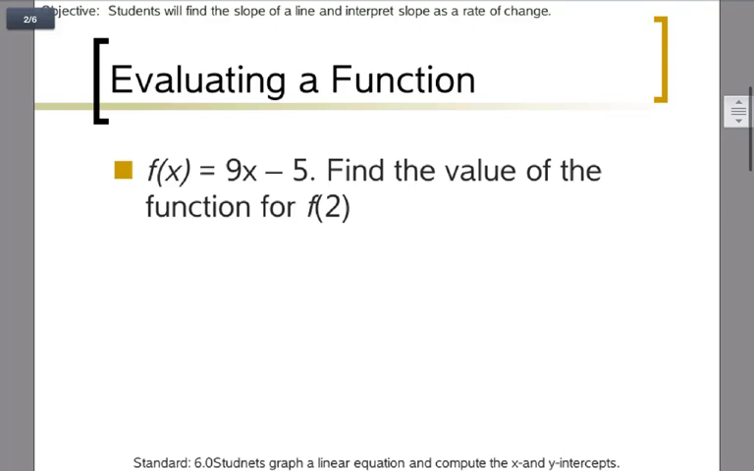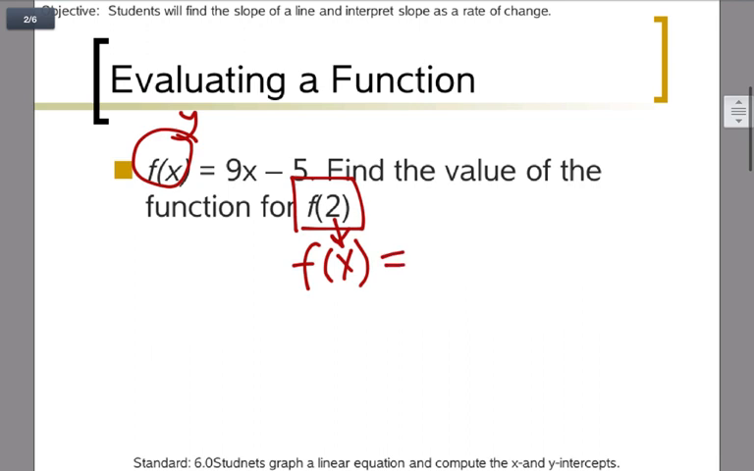Alright, finally we're going to talk about function notation. Function notation has f of x instead of a y. Why this is helpful is because you can be given a problem where it says f of 2 and asks you to find the value of the function for f of 2. All that means is wherever there was an x, because it should have been f of x, you're going to put a 2.